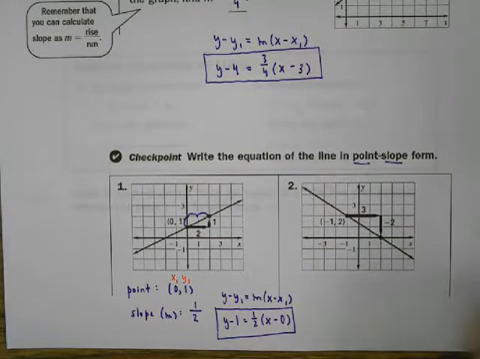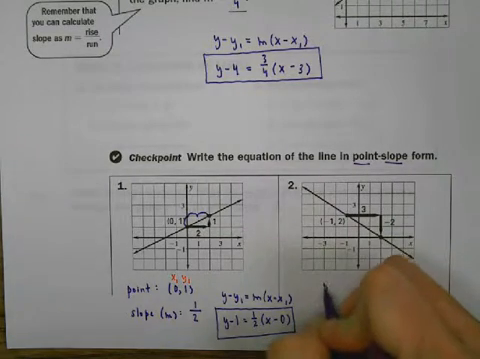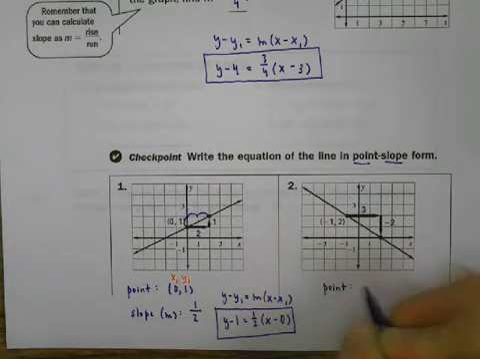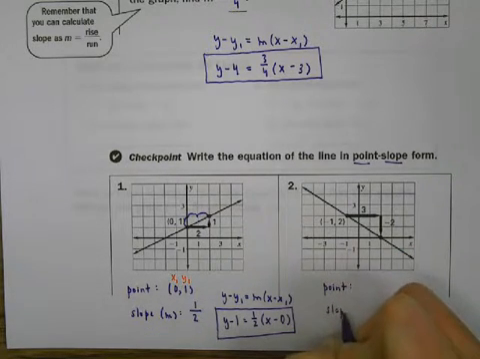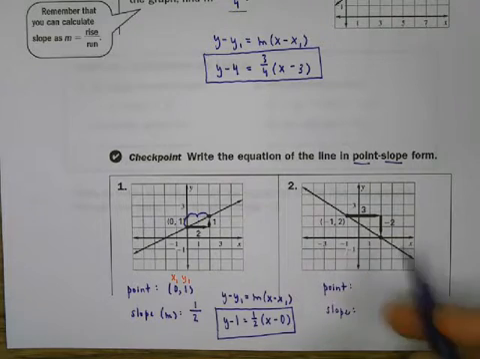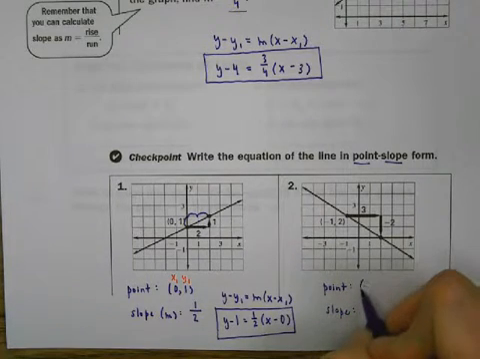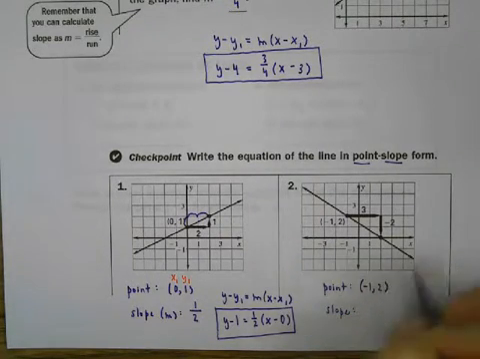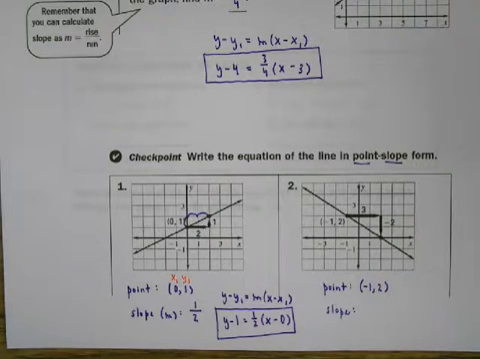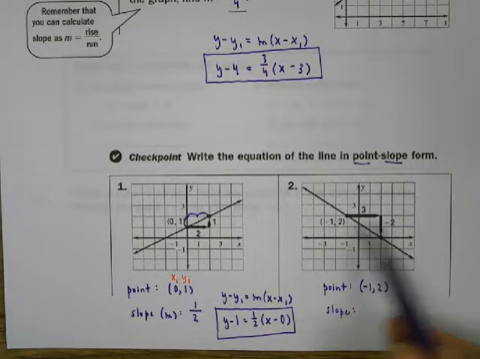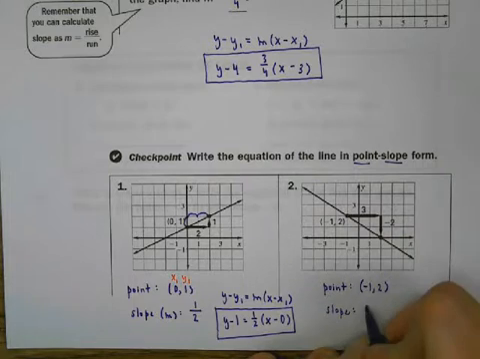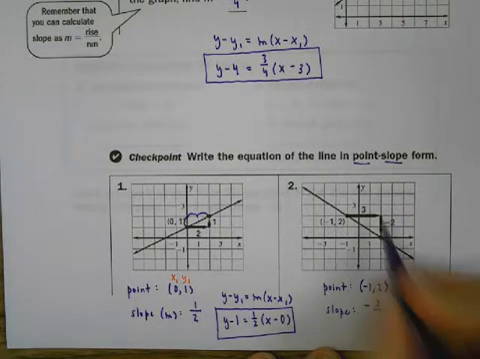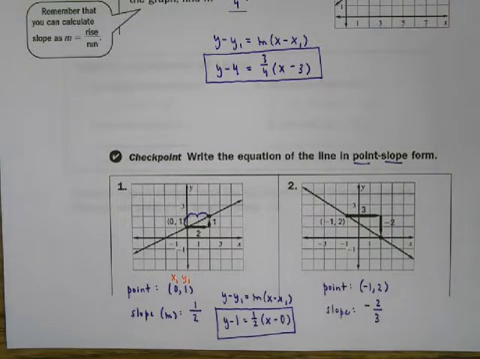Okay, so now one more. Again, equation in point-slope form means I need two things. I need a point and a slope. My point, I can use this ordered pair, -1, 2. That's a point on that line. And now looking at my graph, my rise is negative. I have a -2. My run is 3. So my slope is -2/3.